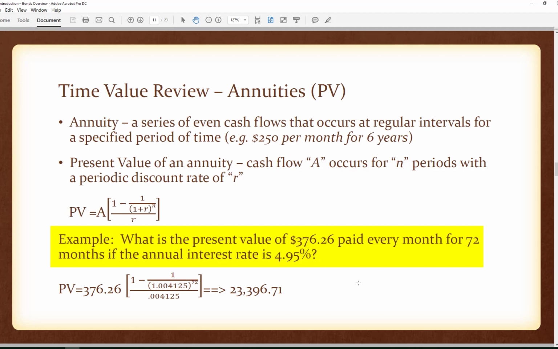If we've got an annual interest rate of 4.95%. So again, we need to do some adjustments here to go from the annual interest rate to a periodic interest rate or a periodic discount rate. So we need to tweak the formula down here. We need to turn R from an annual rate to a periodic rate. The periods in this case are months. So let's look at that.